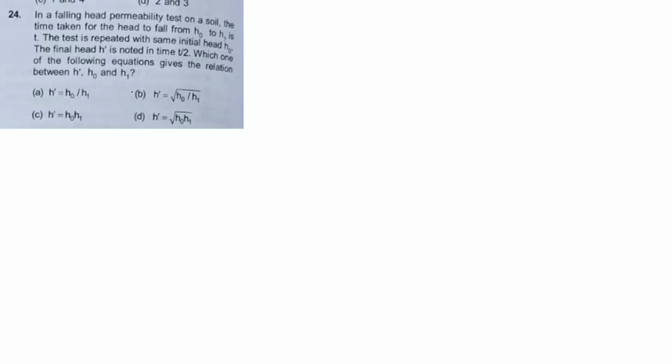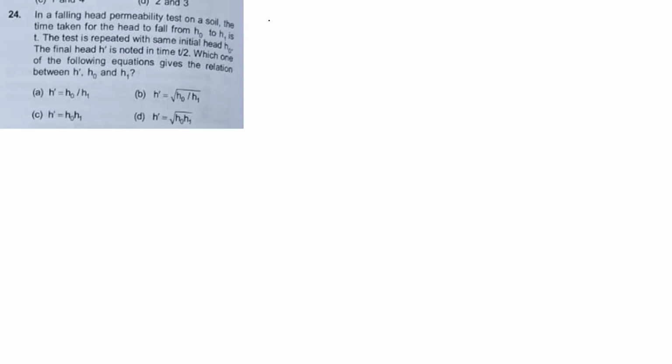Question number 24. In a falling head permeability test on a soil, the time taken for the head to fall from H0 to H1 is T. The test is repeated with the same initial head H0. The final head H prime is noted in time T by 2. Which one of the following equations gives the relation between H prime, H0 and H1?